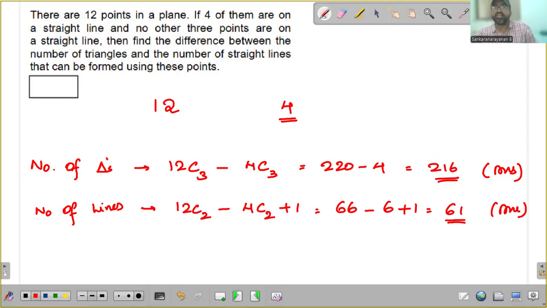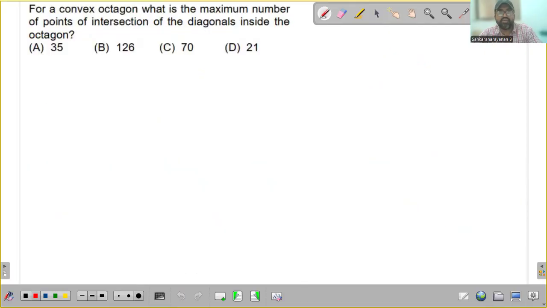But the question asked here is, what is the difference between the number of triangles and the number of straight lines that can be formed? So you are asked to find the difference between them. That will be nothing but 216 minus 61, and that results in 155. So for this particular question, my final answer is 155. And in this lecture, we will go for one more question.